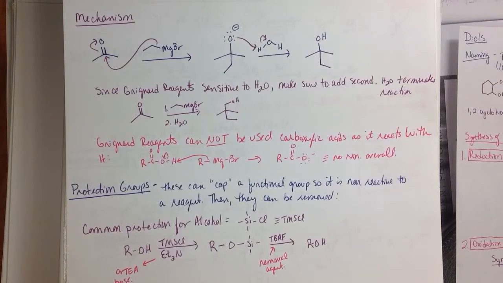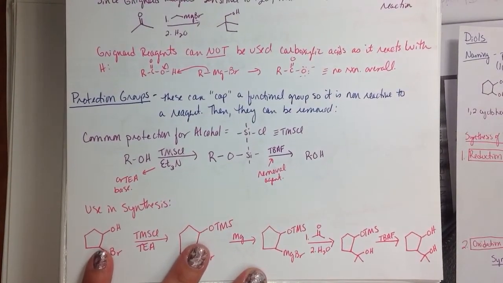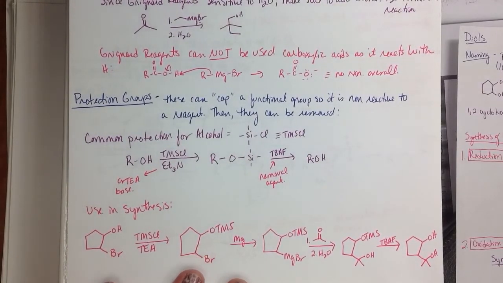Now, let's say that you want to use a Grignard reagent, but the problem is that you've got something else in your molecule that's going to be sensitive. Well, we want to use a protection group, and this is something that we're going to see throughout the semester, but protection groups are very common in organic synthesis to be able to target and get the reaction to occur where you want it to actually occur. So they can cap one type of functional group while your other functional group reacts the way you want it to.